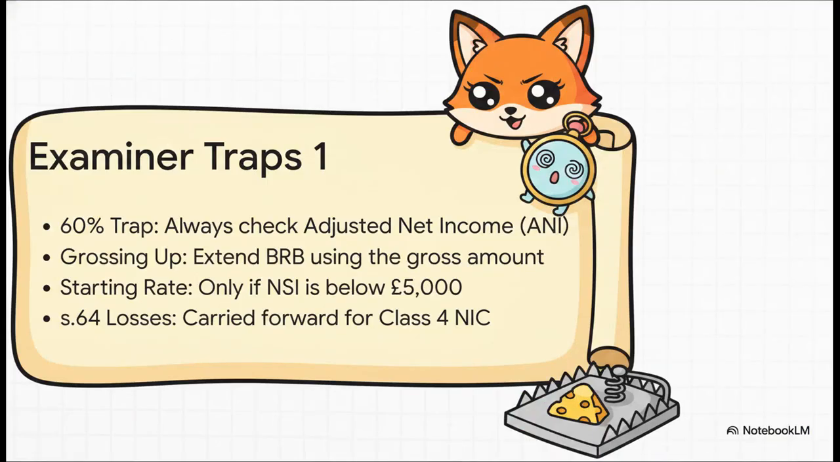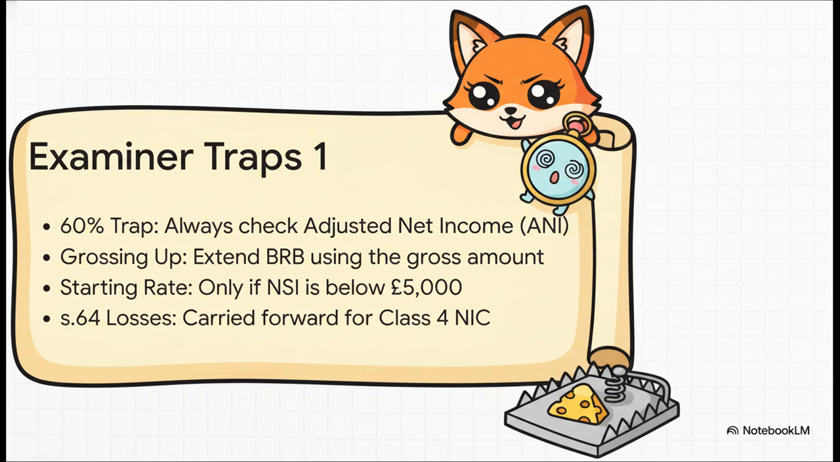Let's review the classics. Always check adjusted net income to spot that 60% trap we talked about. Remember to always extend the basic rate band using the gross amount. Don't forget that the 0% starting rate for savings completely vanishes if your non-savings income is over £5,000.